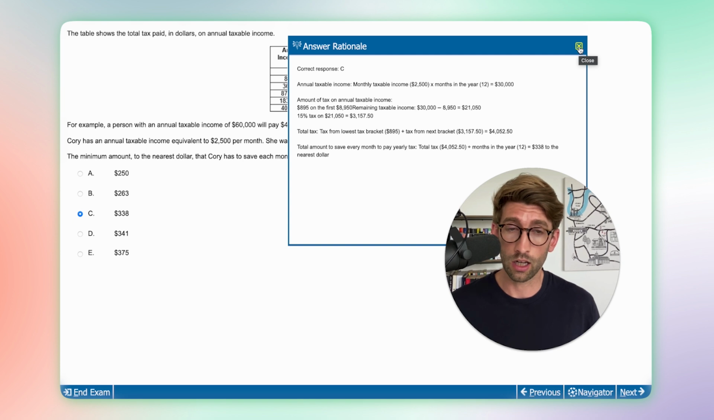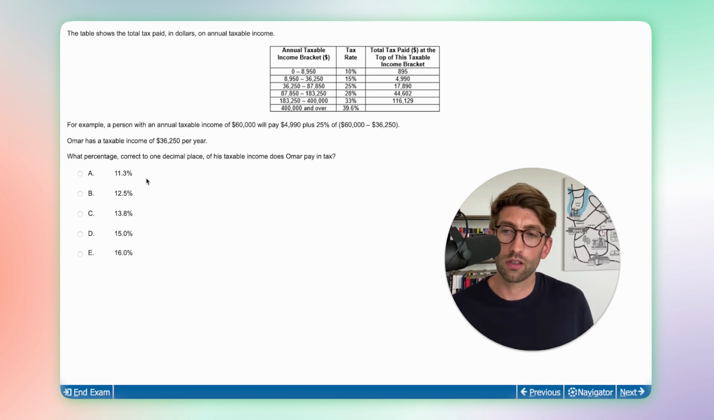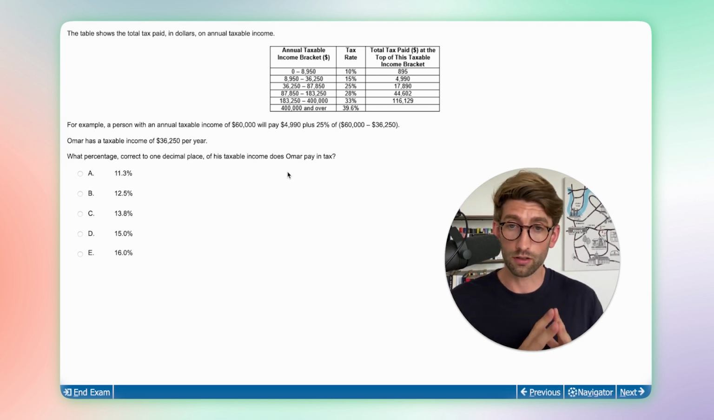Can I save time by not getting the calculator out? Okay, let's move on to the next question. So in this question, it's asking, Omar has a taxable income of $36,250 per year. What percentage, correct to one decimal place, of his taxable income does Omar pay in tax? So really, this is asking how much he pays in tax, and what is that as a fraction, or as a percentage in this case, of the amount that he earns?